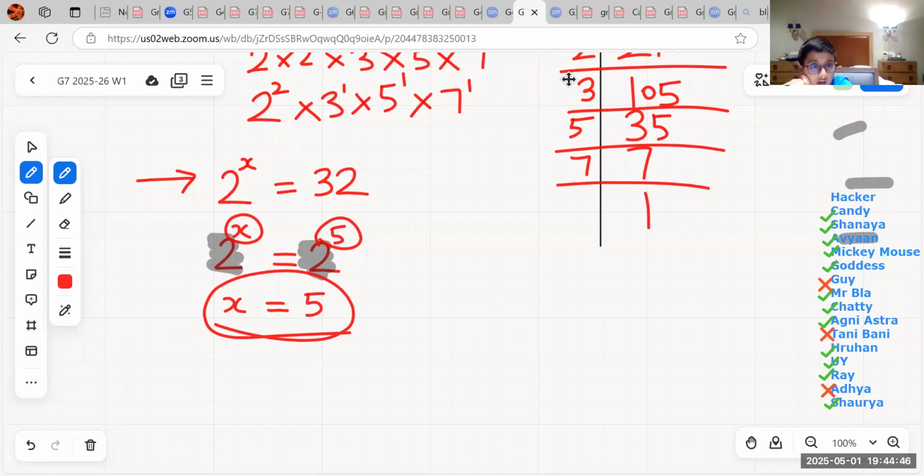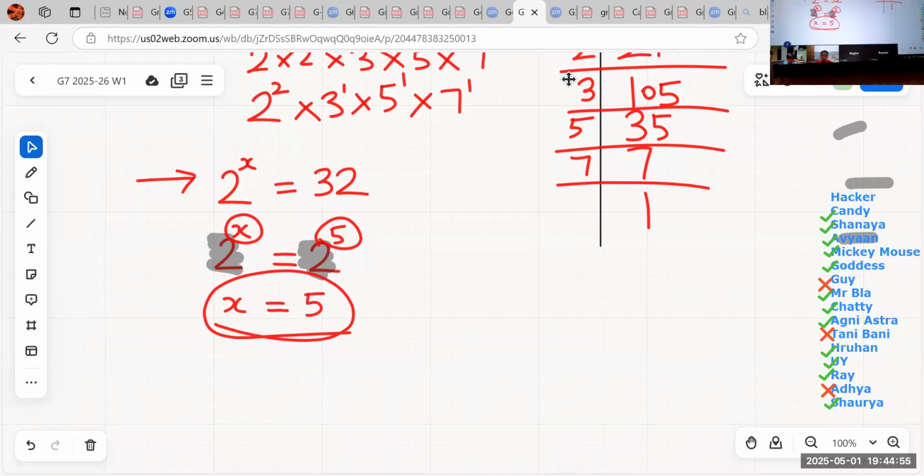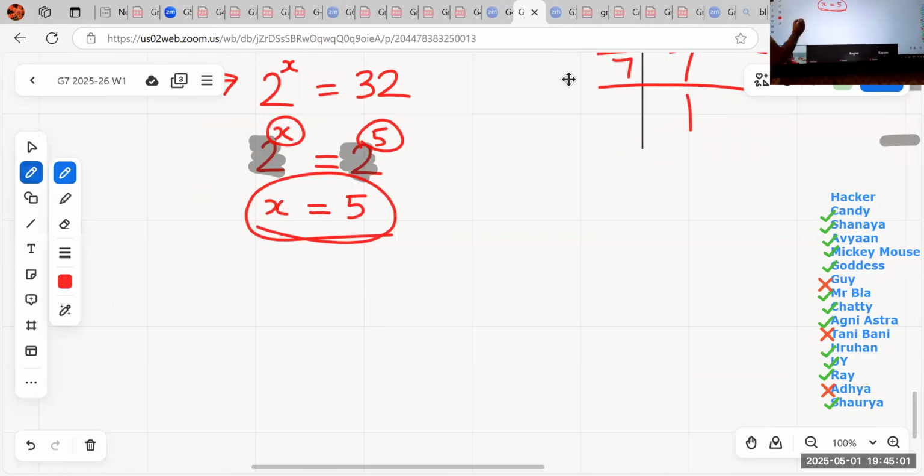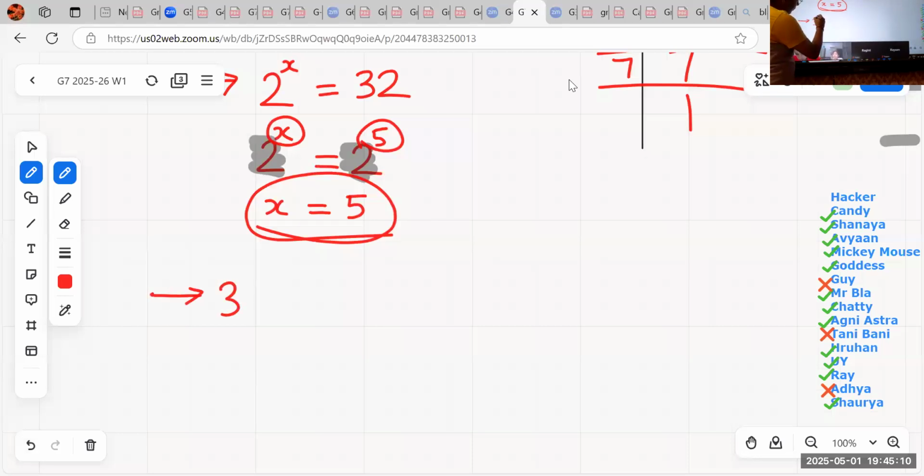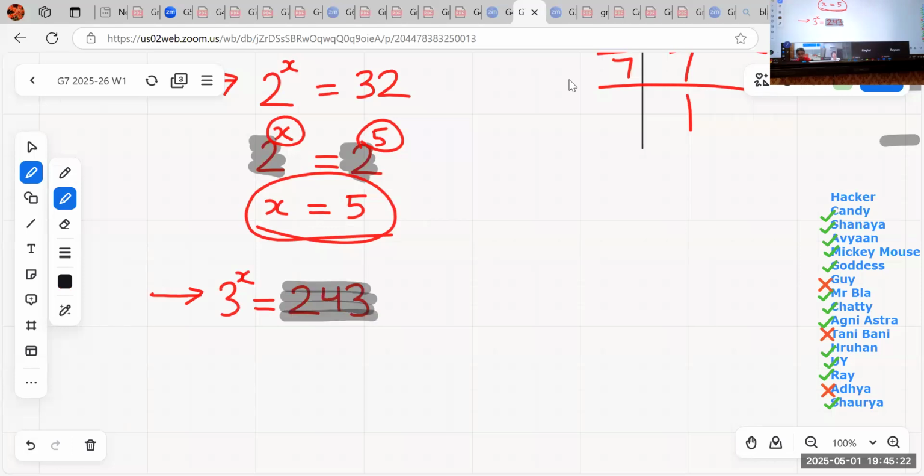Yes or no? Without this method, how can we find it? No, beta, only this method will be used. Without this method, you will have to use log, that you will study in grade 9 or 10. So only this method you will be using. Next question. Find x. If you don't know 243 in exponential form, do the prime factors. If you can write it directly in exponential form, you can write it directly as well.